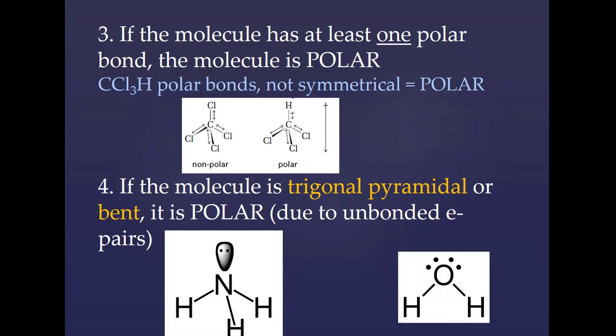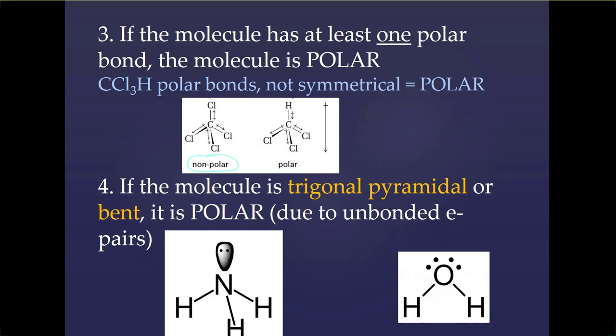All right, let's look at the rules for if it's polar. So if your molecule has at least one polar bond, the molecule is going to be polar, and it will not be symmetrical. So looking at this first example, which we had in the last slide, we have the carbon tetrachloride. It's the same bond all the way around. It will be nonpolar because all the polar bonds will cancel.